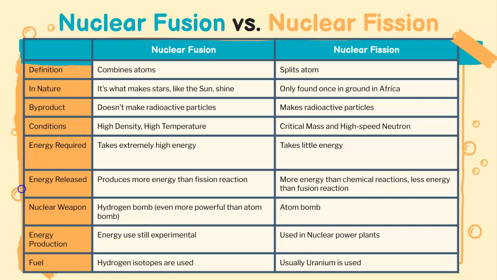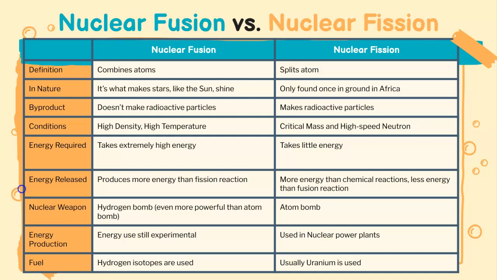Fusion can be found in nature in stars, so like the sun. Fission has only ever been found once in nature, and that was in the ground in Africa. Fusion does not make radioactive particles. Fission does make radioactive particles. In order for nuclear fusion to occur, there needs to be high density and high temperature. That's why it occurs in stars. Fission just needs critical mass and a high-speed neutron.